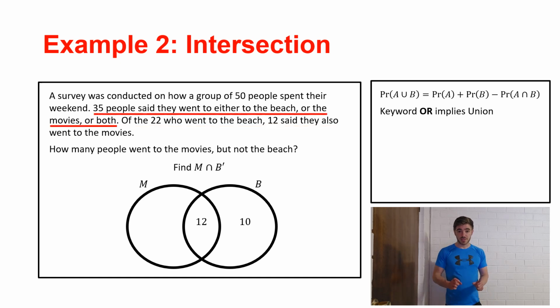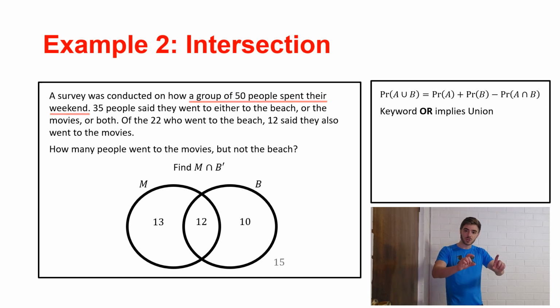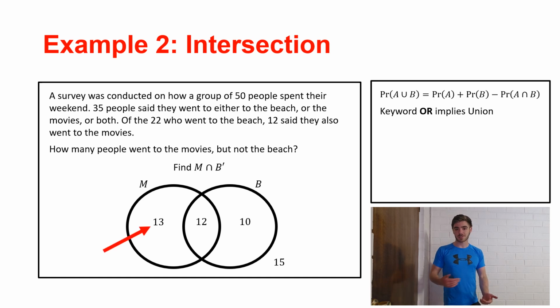Well, if 35 people in total went to either the beach or the movies, then all we're going to do is subtract the 22 people that we know definitely went to the beach, and the remaining is just going to be those who went to the movies. If you want to complete this Venn diagram with the outliers, then you can subtract the 35 people who did do an activity on the weekend from the 50 total people that were surveyed. From here, we conclude that 13 people went to the movies but not the beach. If you were instead asked to write this as a probability, all you would do is divide by your total group size of 50.